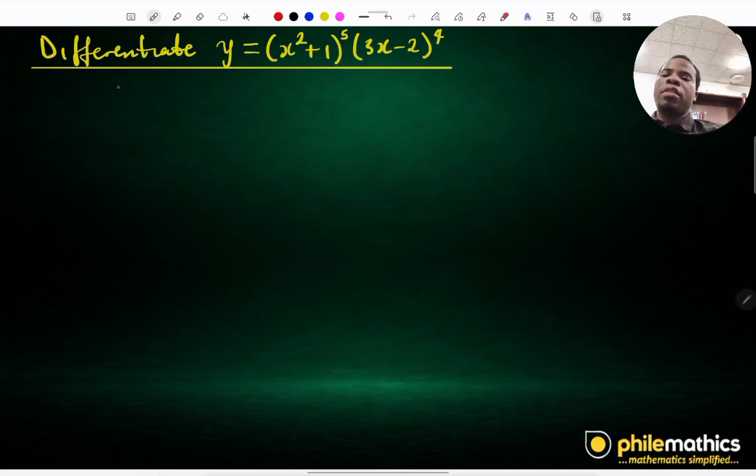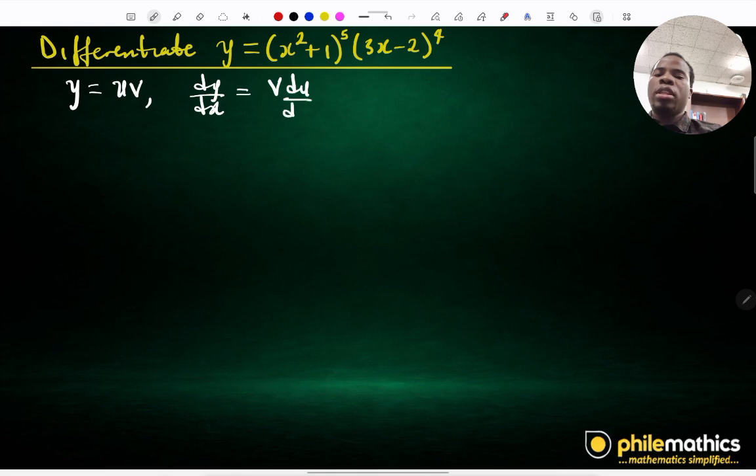Product rule says if you have a function y as u multiplying v, where u and v are functions in their own right, the derivative of y, dy/dx, will be v du/dx plus u dv/dx.